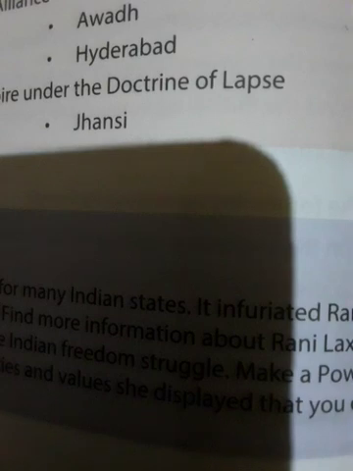The rulers could collect the land revenue directly through the officials or indirectly through intermediaries known as the zamindars, who were appointed by them. So the primary source of income for the rulers was the land revenue.